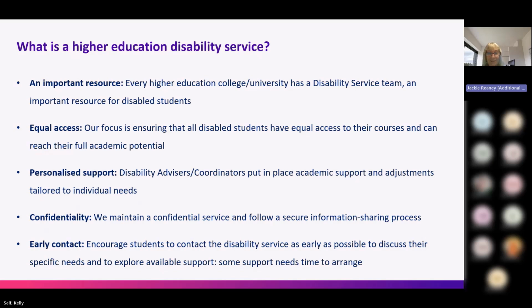So, early contact at the bottom. By early, I don't mean at the start of term. The process for applying for DSA can be two to three months.